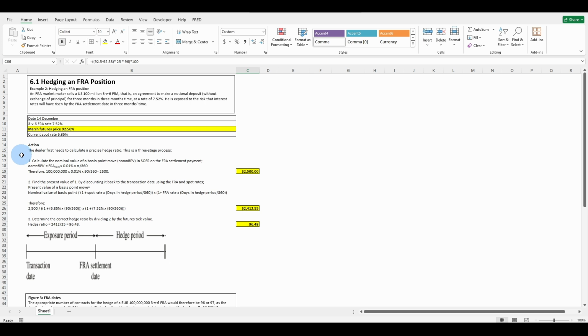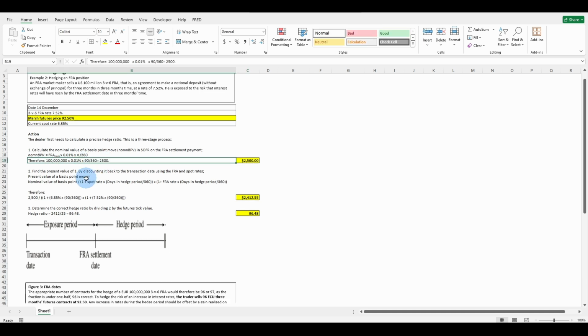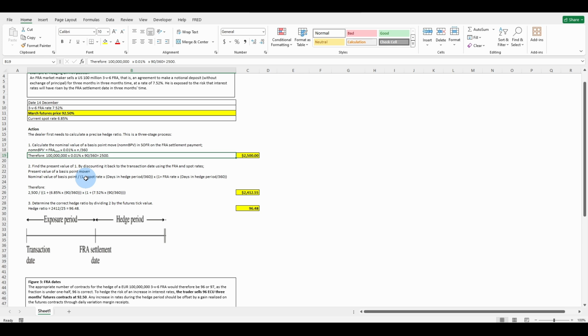This is a 3-stage process. First, calculate the nominal value of a basis point move in SOFR on the FRA settlement payment. Nominal BPV equals FRA times 0.01 times N over 360. Therefore, 100 million times 0.01 times 90 over 360 equals 2,500. That's the nominal value of a basis point move.